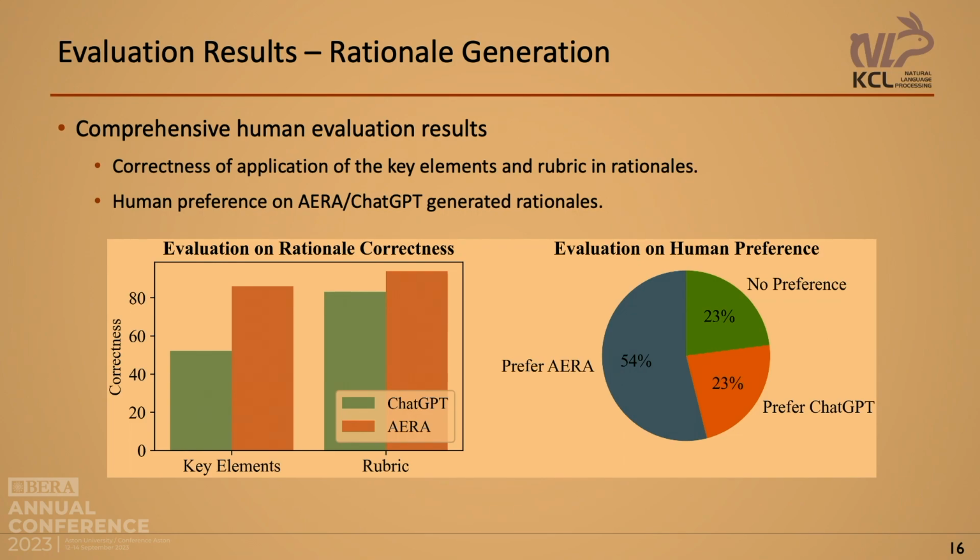Since there's no annotated rationale for a classification dataset, the evaluation of the rationale cannot be done with an automated metric. We further performed extensive human evaluation on the generated rationale on two aspects. First is the correctness of the identified key elements and the application of the rubric. Second is the human preference on the generated rationale. Our results show that our model achieves better correctness on both key elements and rubric. Therefore, people are more likely to prefer the rationales generated from our AERO model.